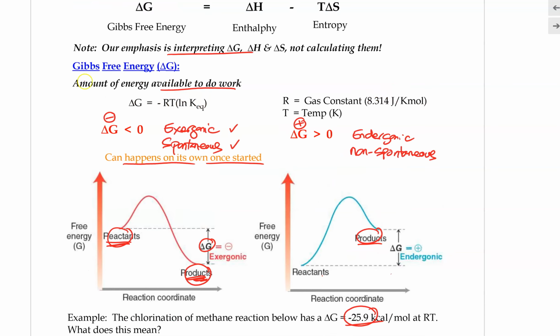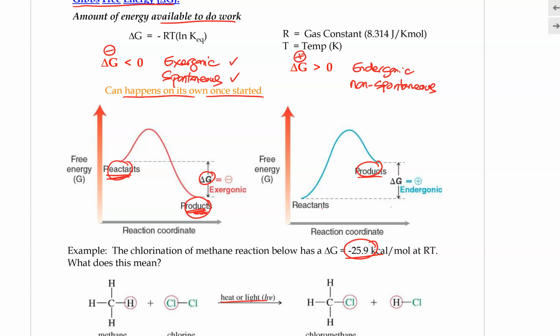So again, Gibbs free energy tells us about the spontaneity of a reaction. If a reaction has a negative delta G, then it is a spontaneous process. Whereas if it is a positive value, it will be a non-spontaneous process. So calculating the delta G of a particular reaction allows us to make this determination about the reaction's spontaneity.